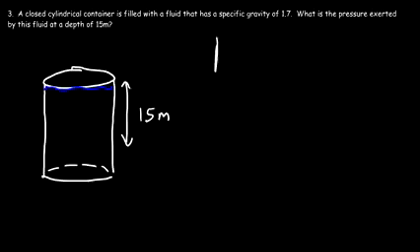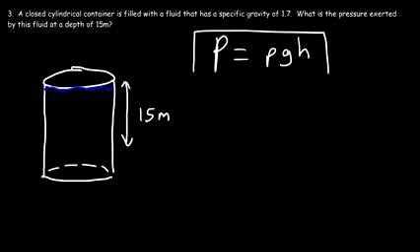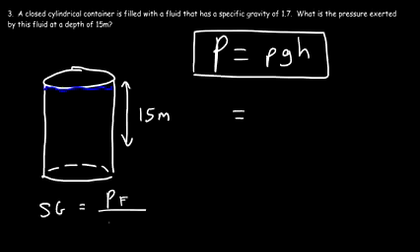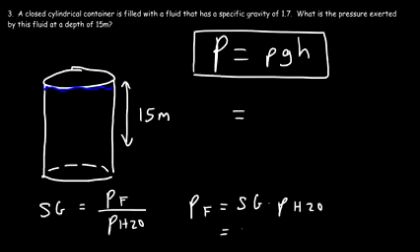So we can use this equation. The pressure is equal to the density times gravity times the height. So if you have a fluid and you want to find the pressure exerted by the fluid alone at a certain depth, this is the equation that you can use. Now we need to know what the density of this fluid is, and we're given that specific gravity. The specific gravity is the density of the substance, in this case the density of the fluid, relative to the density of water. So the density of the fluid is going to be the specific gravity times the density of water. So we have a specific gravity of 1.7, and the density of water is 1,000 kilograms per cubic meter. So the density of the fluid is 1,700 kilograms per cubic meter.